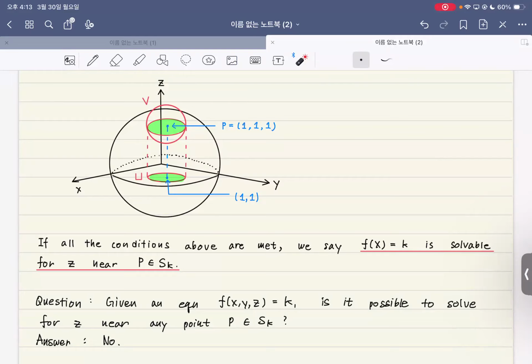Let me go back to our original example, x squared plus y squared plus z squared is 3. Even in this very nice and easy example, there are some points in this level set, on this sphere, at which solving for z is not possible. Can you recognize any?